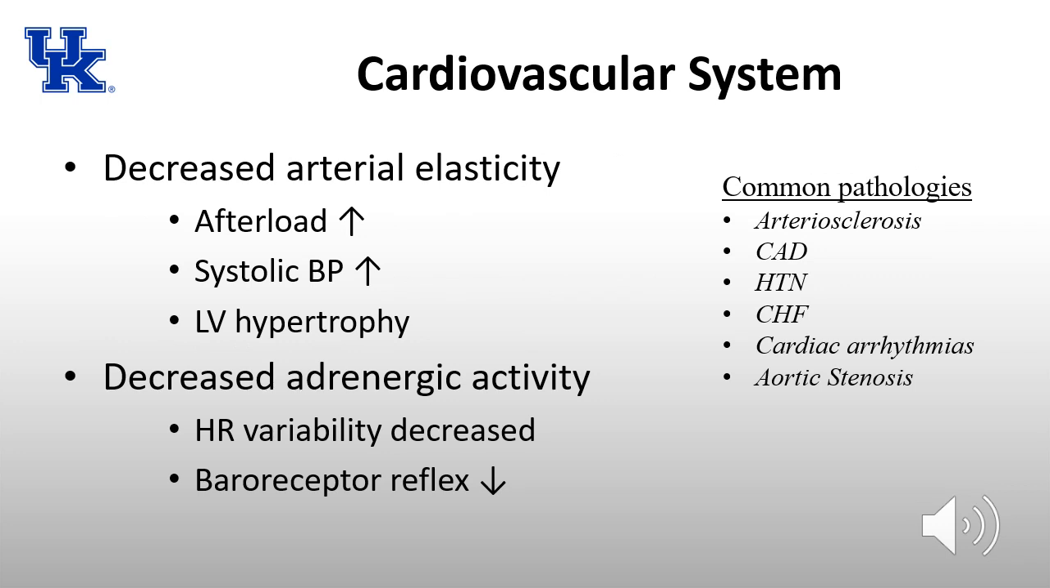The cardiovascular system is significantly affected by aging. Due to getting older, your arteries get more stiff, meaning your arterial elasticity is decreased. You can observe that as a normal finding. Afterload increases with age, your diastolic blood pressure increases with age, and as a response to that, you will observe some degree of left ventricular hypertrophy.